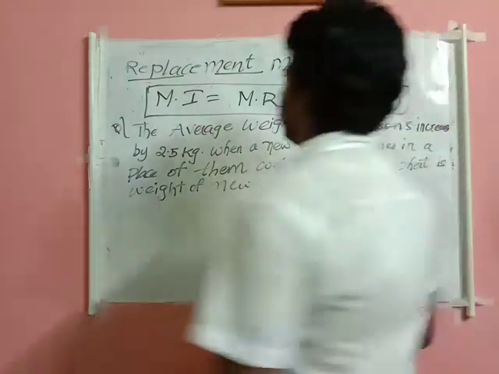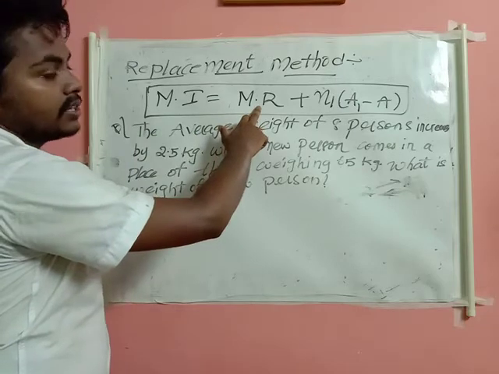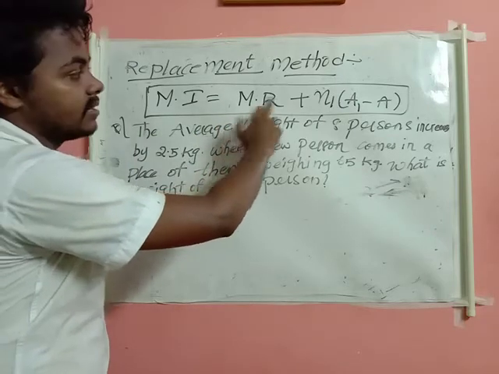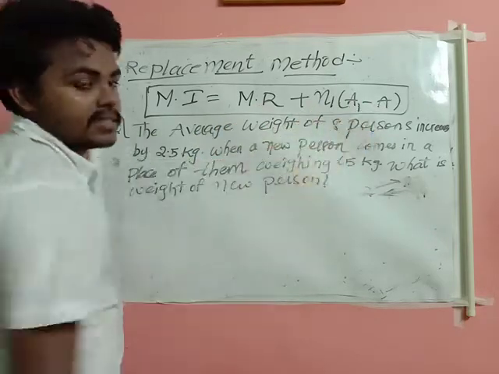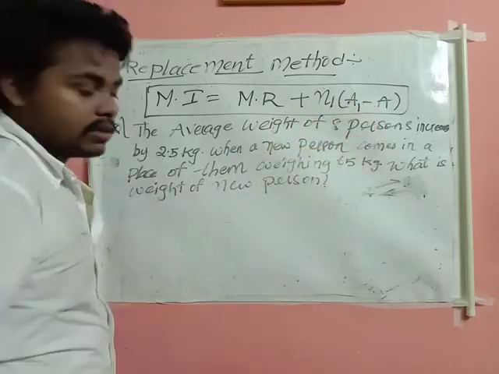Now coming to replacement, what is my shortcut formula? Man included is equal to man replaced plus n1 into a1 minus a. What is n1, what is a1, what is a? We will be discussing them in the sums.